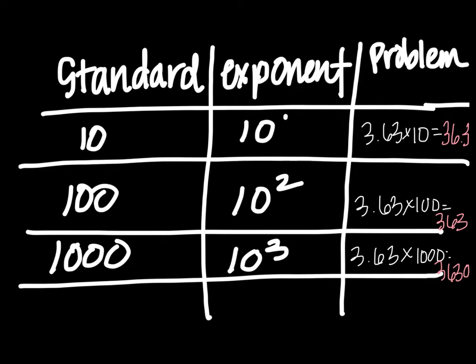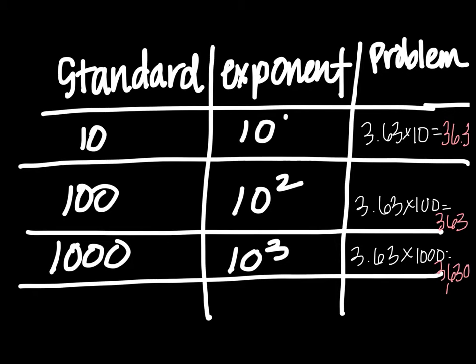When we multiply 3.63, or 3 and 63 hundredths, times 10, I get 36.3. When I do that same thing with 100, I'm going to get 363, and when I multiply by 1,000, I'm going to get 3,630. So my question for you is, what's happening every time?